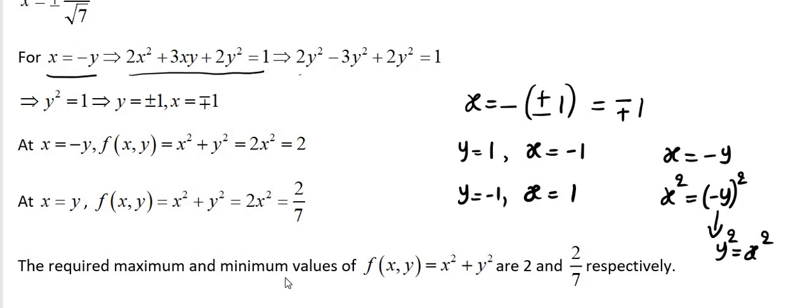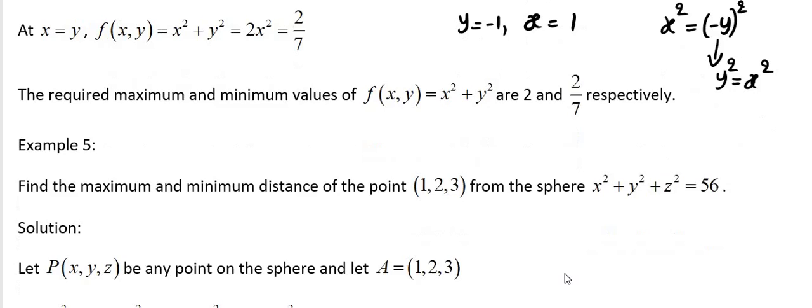The required maximum and minimum values of f of x comma y equal to x square plus y square are 2 and 2 by 7 respectively. That means 2 is the maximum value, 2 by 7 is the minimum value. Next question.